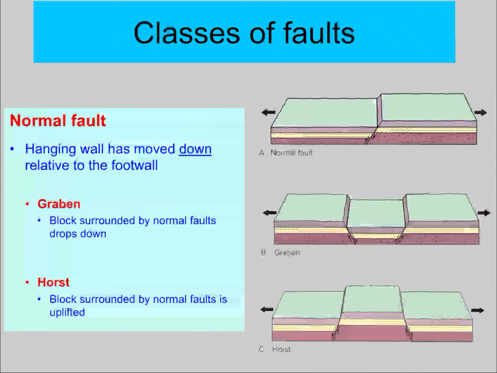So we're going to talk about types of faults. The first fault is a normal fault. This is where we have a crack in a rock, and the hanging wall, the one above your head, is going to fall down relative to the footwall. That's falling down because of gravity.